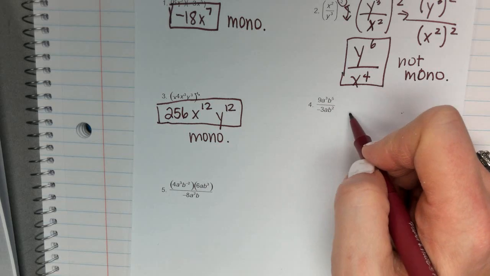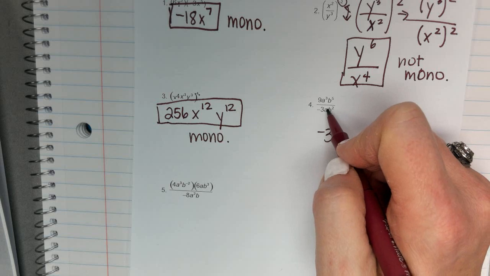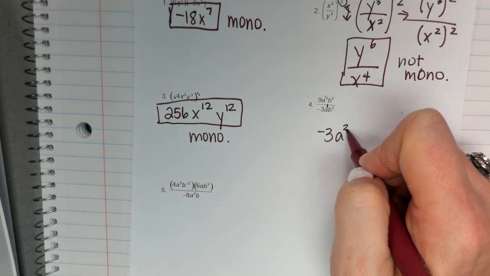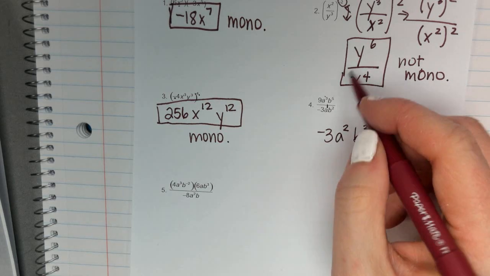Alright, here we go. 9 divided by negative 3, that's going to give me a negative 3. A to the 3rd over a to the 1. 3 minus 1, remember we subtract when we divide. And then 5 minus 2 is 3.